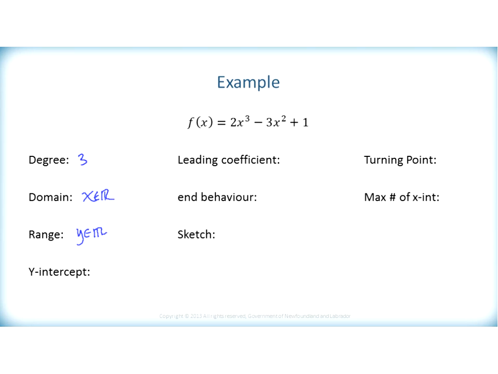The y-intercept of this one will be our constant term. Constant term tells us the y-intercept. And in this case, the y-intercept is 1. Or we could write it as a coordinate (0, 1).